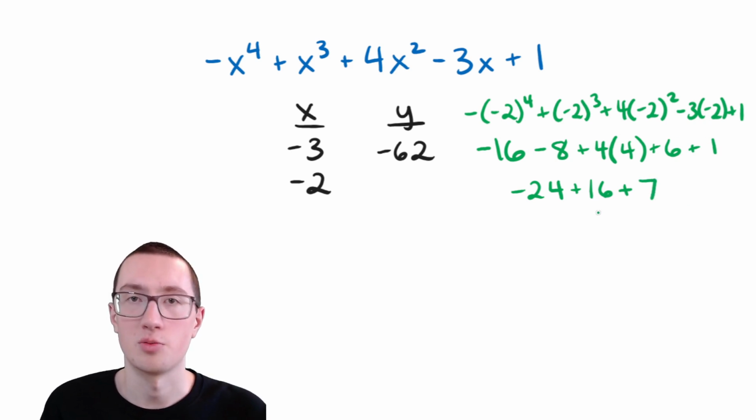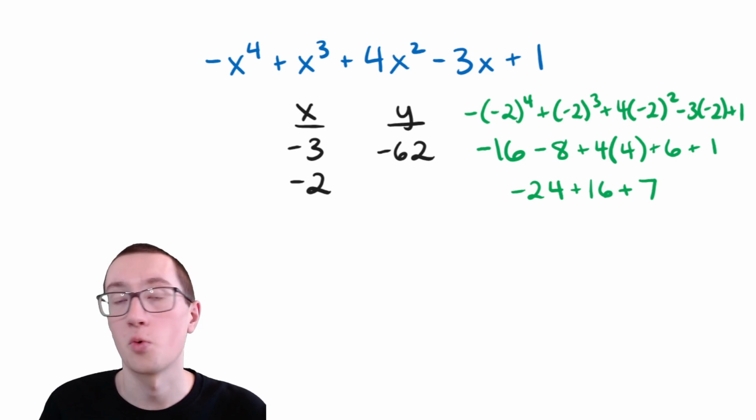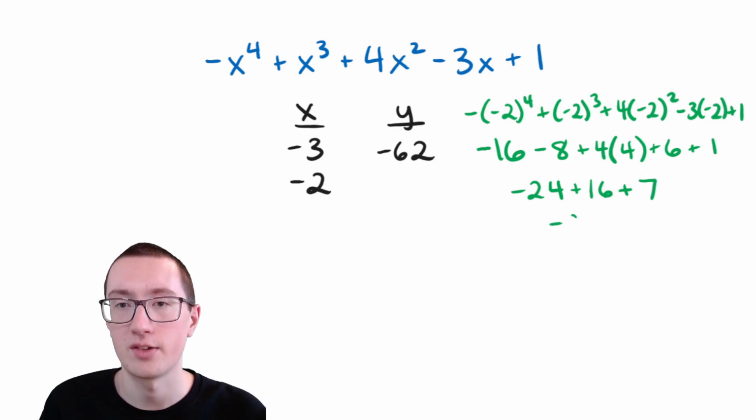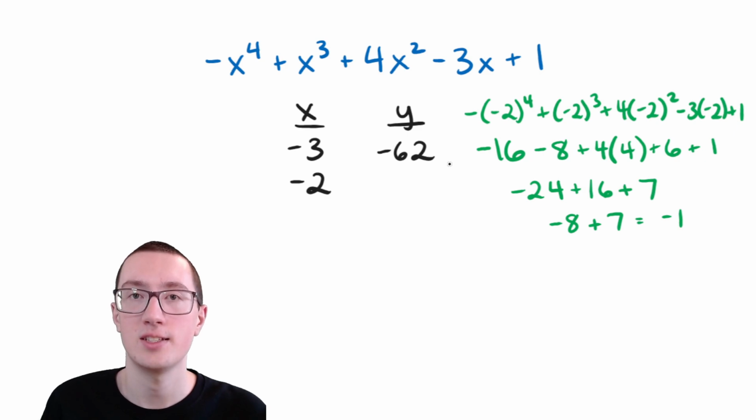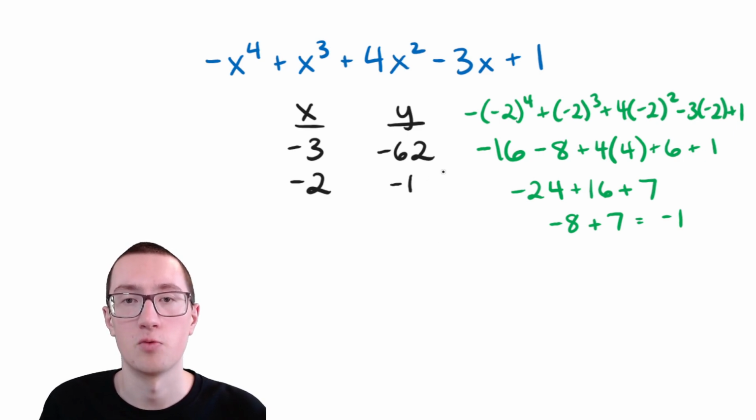And now, again, you can always put this in your calculator if you want. We have negative 24 plus 16. If you want to think about it like the dollar analogy as well, you lost $24, then gained 16 back, you're still down 8. And then you gain another 7 back, but you're still down 1, so negative 1. So already we've gone from negative 62 all the way to negative 1 in just one amount of x.